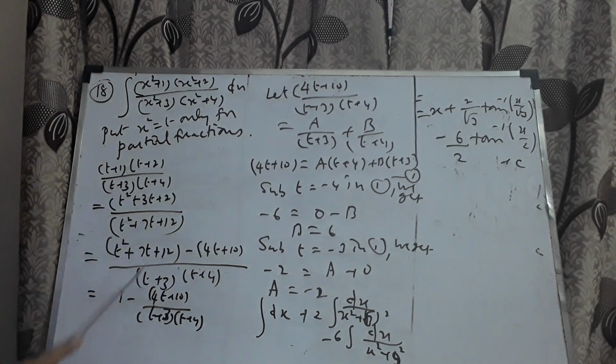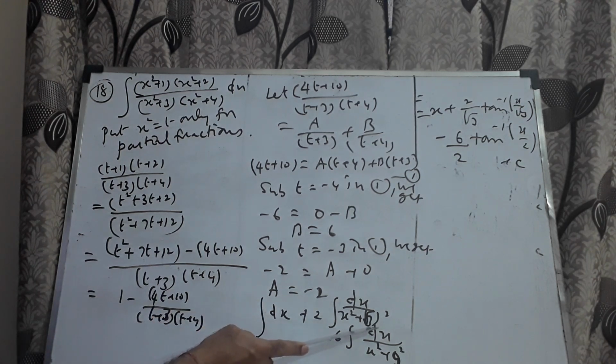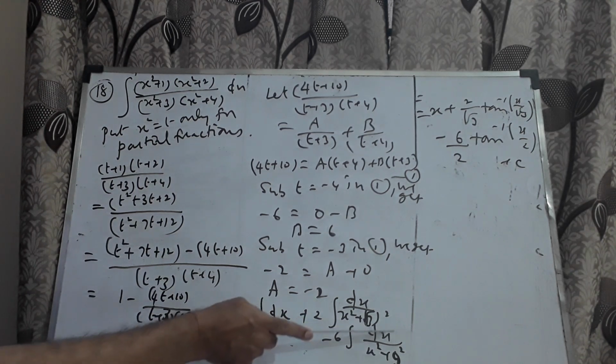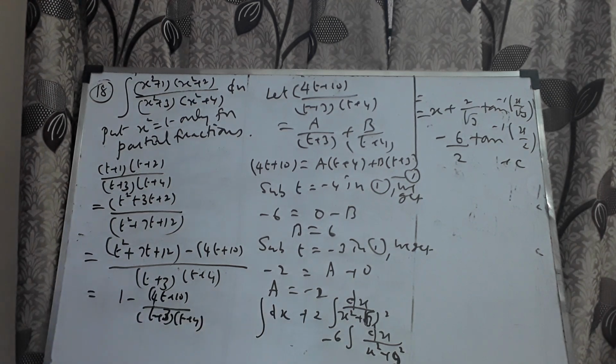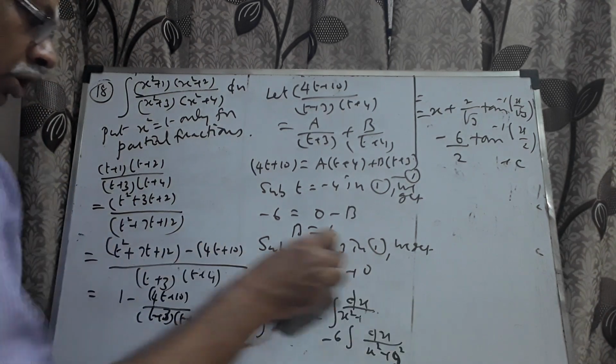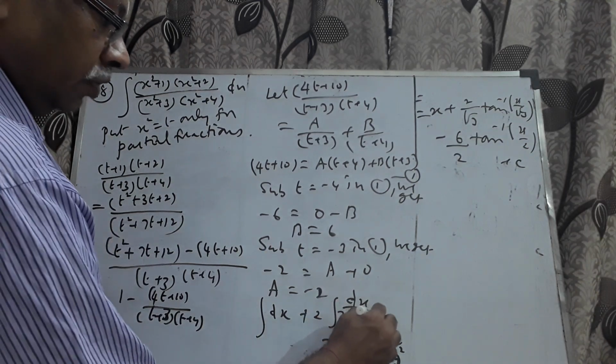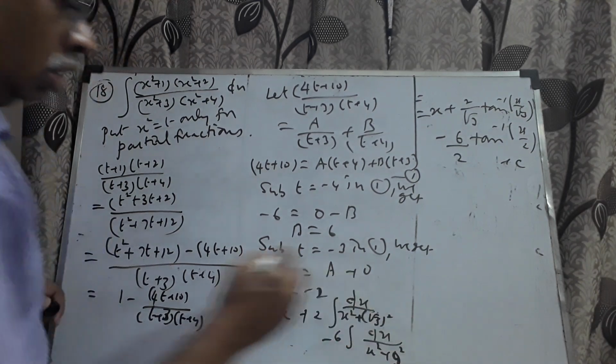The whole integral now becomes integral dx. Minus of minus 2 is plus 2 integral dx by (x square plus root 3 whole square). Minus 6 integral dx by (x square plus 2 square). To apply the formula, make it root 3 whole square. This is root 3 whole square, and this one is root 3 whole square, x square plus root 3 the whole square.